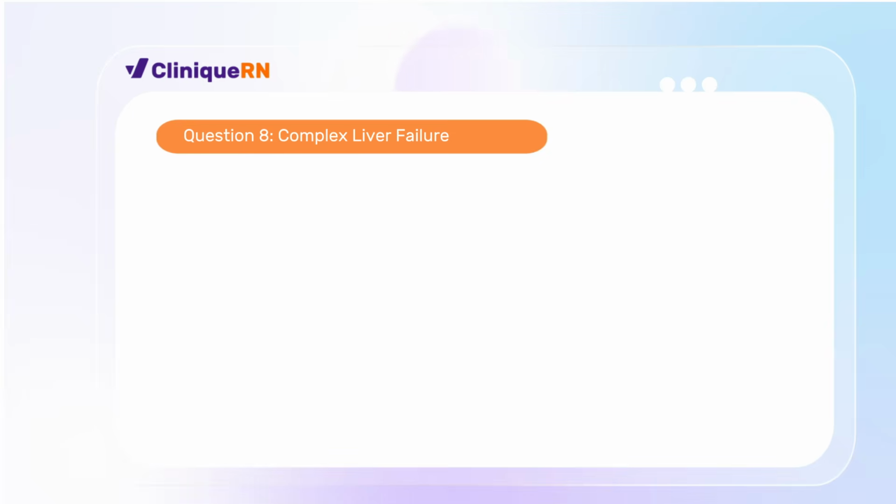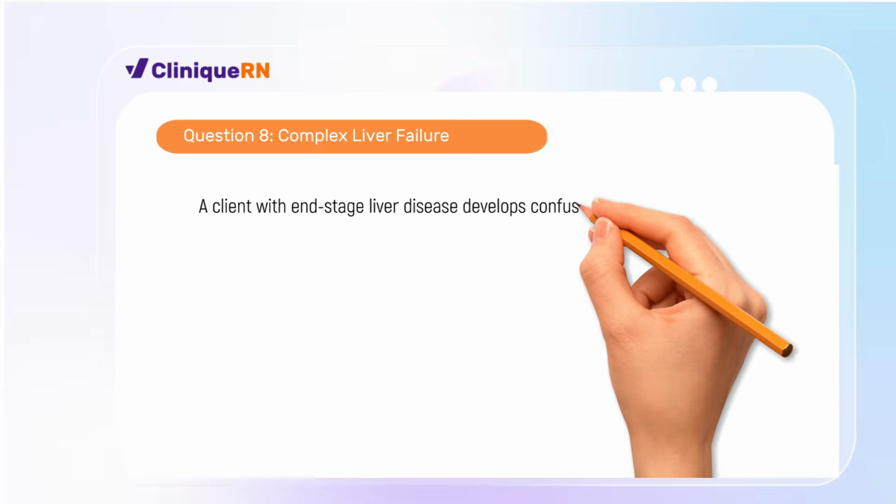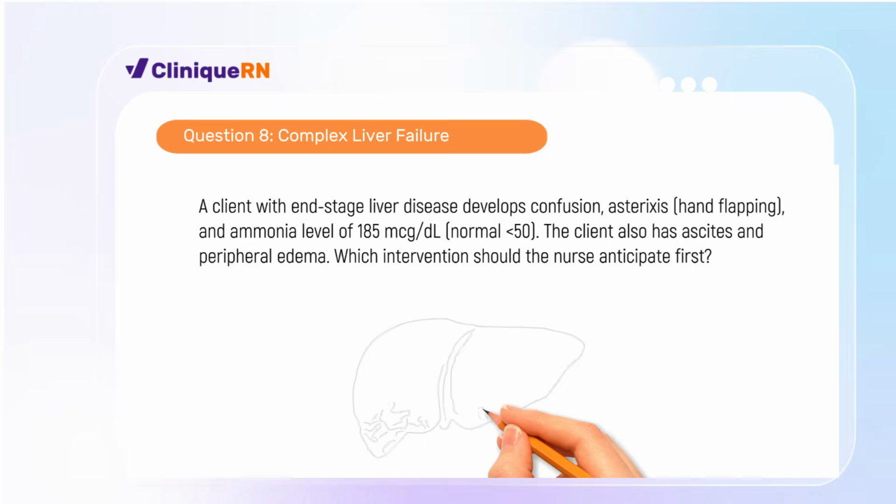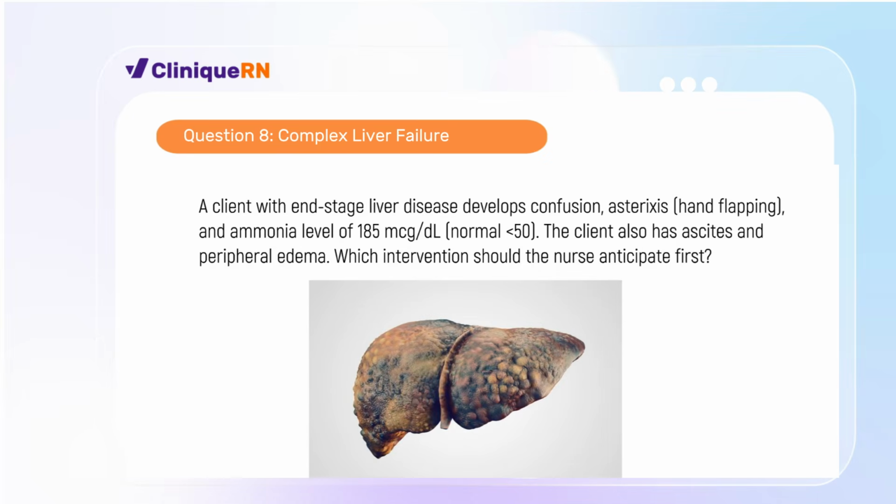Question 8. Complex liver failure. A client with end-stage liver disease develops confusion, asterixis, and an ammonia level of 185 micrograms per deciliter, normal less than 50. The client also has ascites and peripheral edema. Which intervention should the nurse anticipate first?